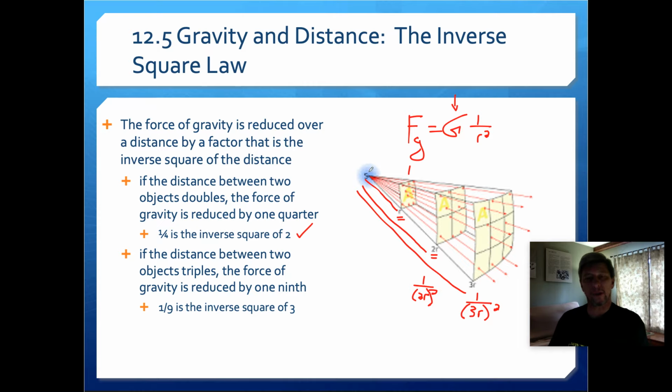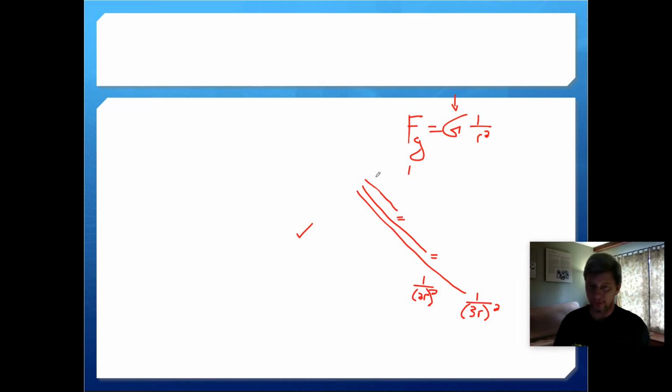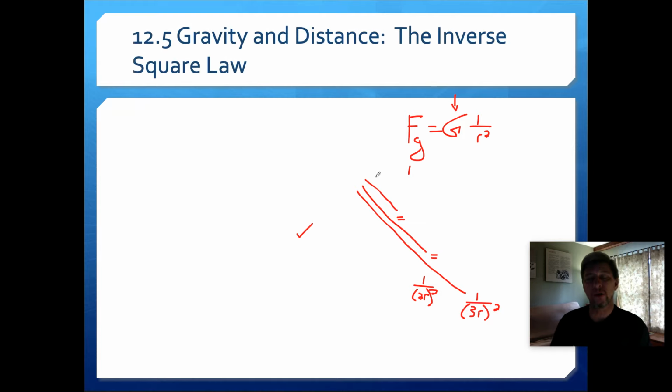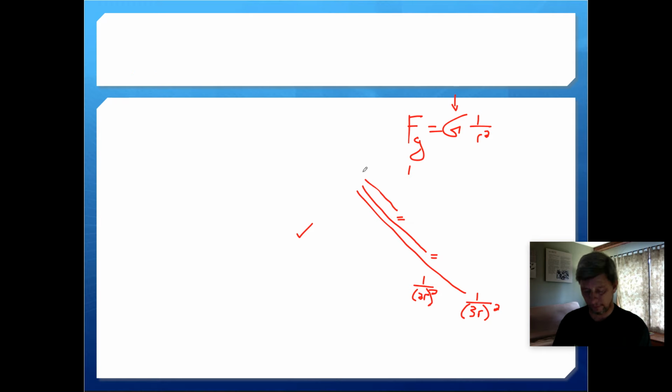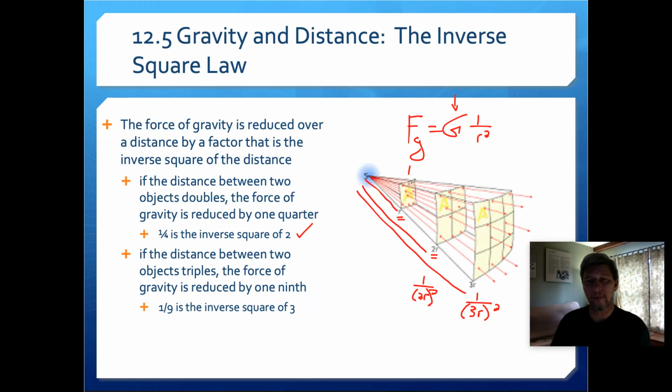Now, pictorially, if you look at this, you'll see that if we start at this point here, this has an area of 1 square. So the distance is 1.